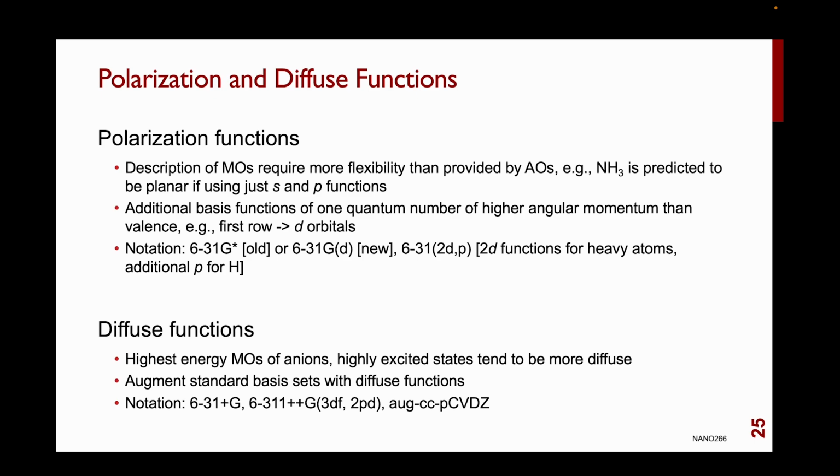Okay, so the notation is something like 6-31G star. This is the old notation. More often, you now see the new notation, which is like 6-31G(d) or 6-31G(2dp). 2dp just simply means that I'm going to add 2d functions for my heavy atoms, and I'm going to add an additional p for my hydrogen atoms. Okay, so this is essentially further increasing your basis set size and basis set flexibility such that you can get more accurate answers.